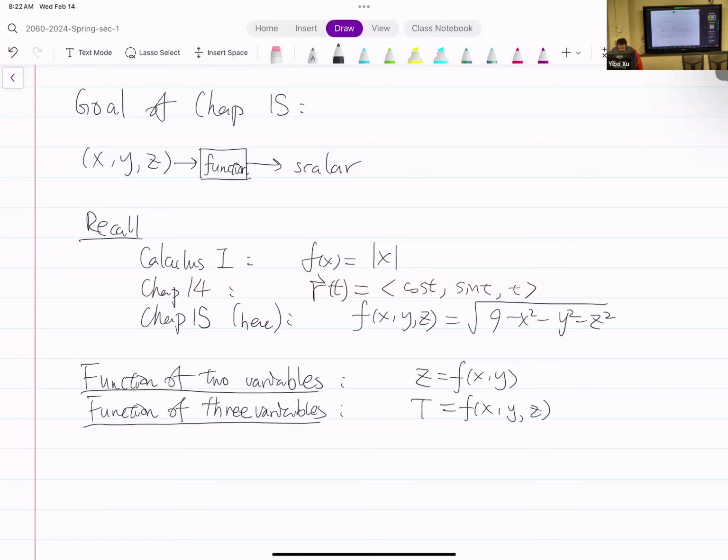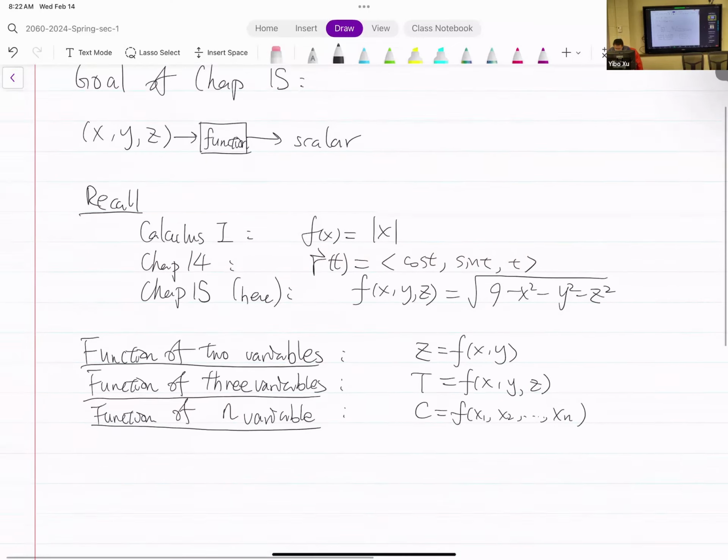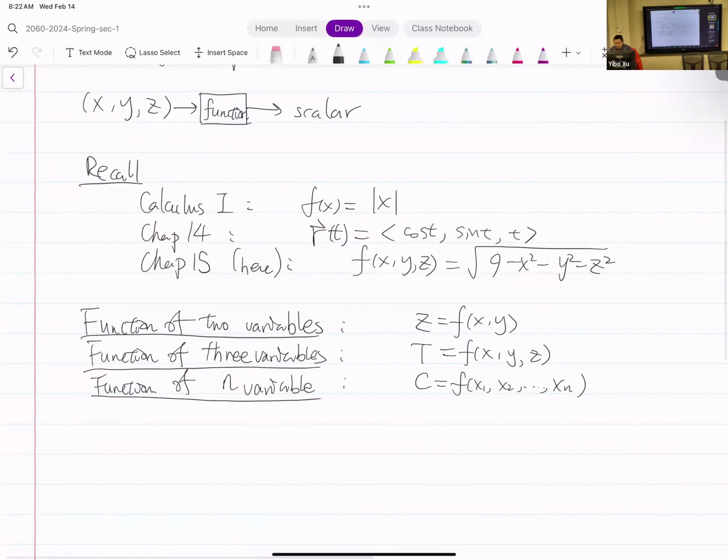And it can be more generalized too. So let's say you have a function of n variables. Then you just have indices for the inputs. Let's just call the output cap C, and then we have x1, x2, all the way up to xn. So that will be the general case. Basically, if you think about it, it's just introducing more input variables. So it's like a direct generalization from 2 to 3 all the way up to n. Okay. And let's see examples.